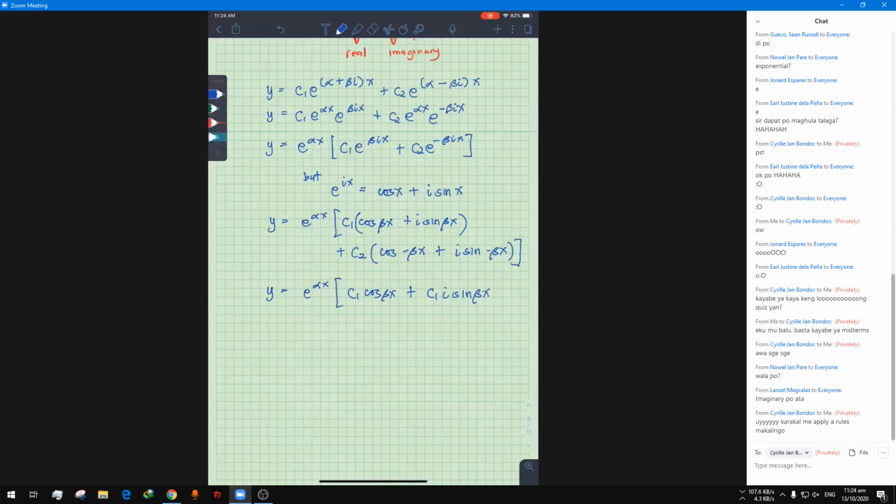And then this one, diba? Yung cosine of a negative angle is the same as the angle itself, yung positive. Okay? So properties ng cosine. So this one is the same as ito. This is equal to cosine beta x as well. Etong sine negative beta x naman, that is the same as negative sine beta x. So, pag sinubstitute natin yan, I'll have C2 cosine beta x, then minus C2 i sine beta x.